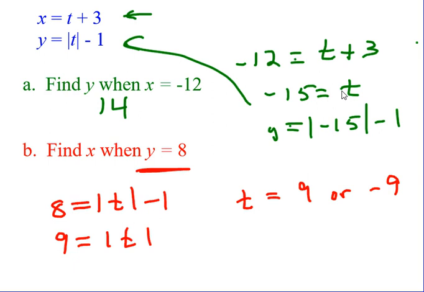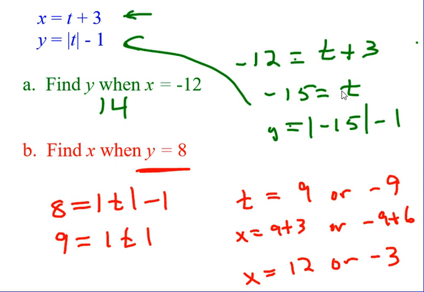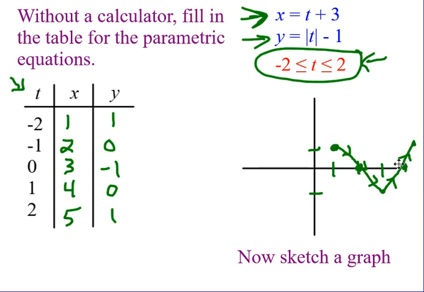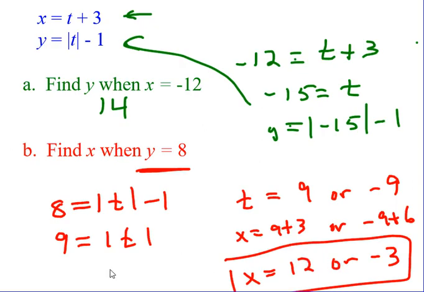So what that means is that I'm going to get two possibilities for x, because if t is 9, then x is 9 plus 3, or x could be 12. Or if t is -9, I'm going to get -9 plus 3, or -3 right here. So those are my two possibilities for x. And if we look back at the graph, it kind of makes sense that for a given y coordinate, like when y was 0, there were two different x coordinates. When y was 1, there were two different x coordinates. So it shouldn't be that unusual to think that this would happen.